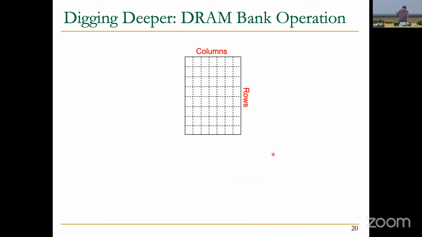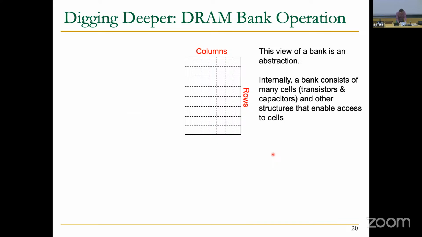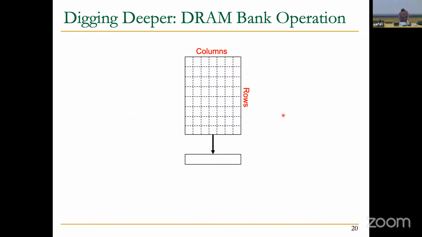This view is obviously an abstraction of a bank. We will see how a bank actually looks in the upcoming slides. So the hierarchy didn't end yet. Internally, a bank consists of many cells. Each cell, if you remember, is a transistor and a capacitor, and other structures that enable access to these cells, like the row buffer. We will put the row buffer here separately. It's an array of sense amplifiers.